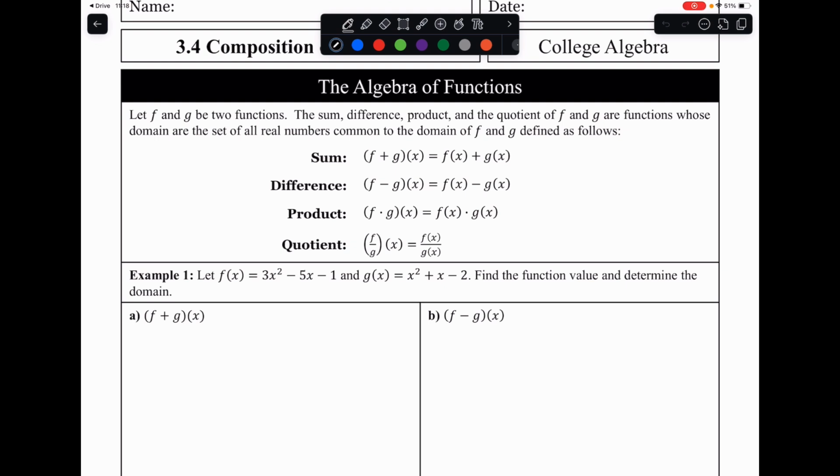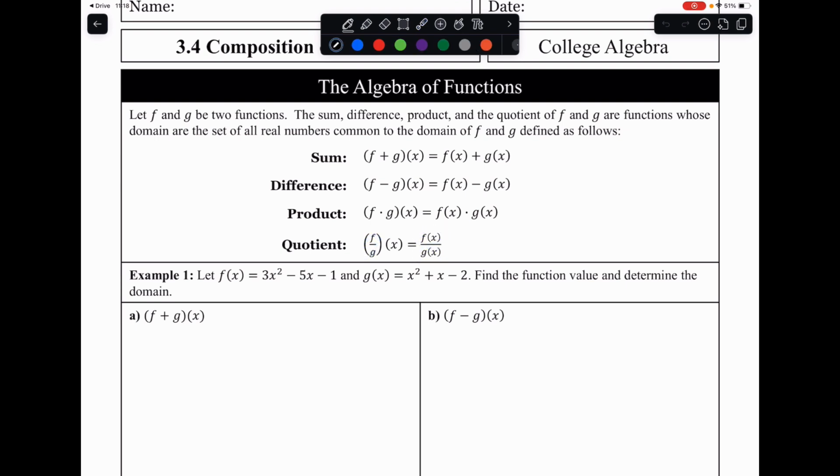So the sum means that we're going to add two functions together, and the notation will look like this, where f plus g of x means that we have this function f of x, and we're going to add it with the function g of x. And then we have our difference, where f minus g of x just simply means that we're subtracting those two functions. And then we have our multiplication and our division, again simply dividing those two functions.